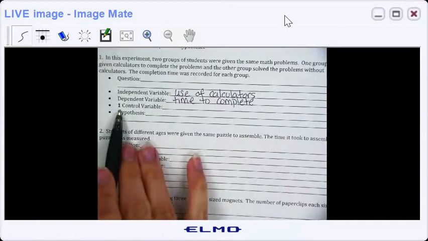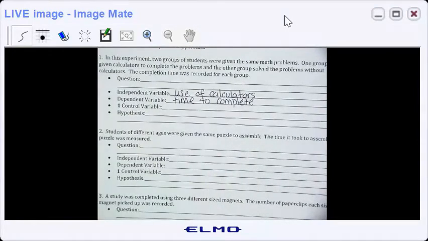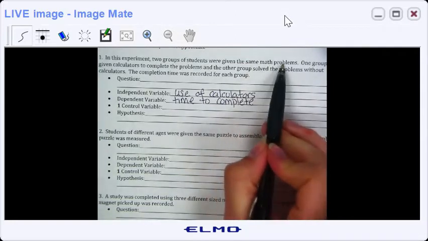Here we're being asked for one control variable. And remember, control variables are constant, unchanging, stays the same. So in this exact problem, they said something stays the same. I'm going to wait for you guys to look for that word same. It's right here. The same math problems were given.